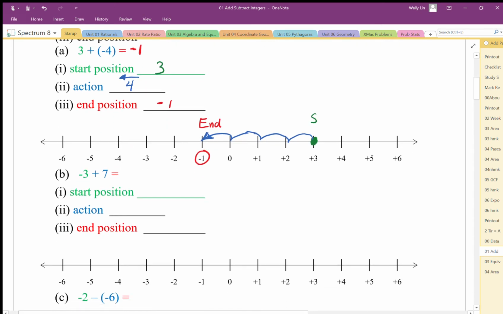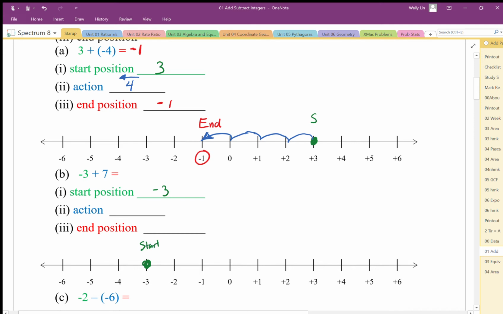Here we have negative 3 plus 7. What is the starting position in this case? Negative 3 represents my starting position. So when I draw my picture, my starting position is at negative 3. There's my starting position.